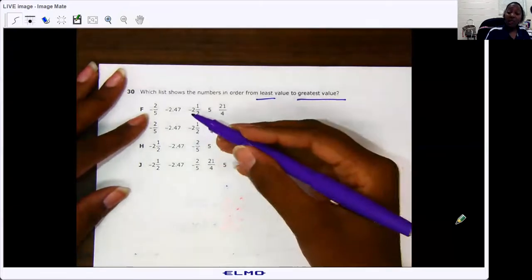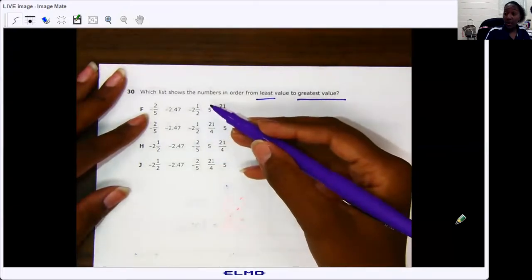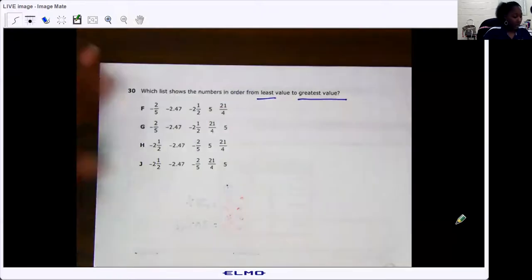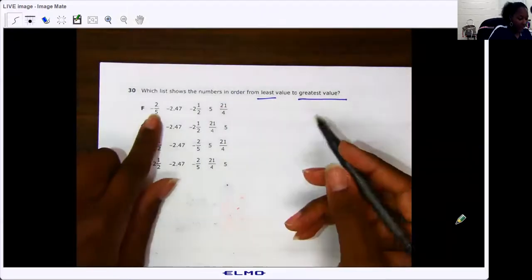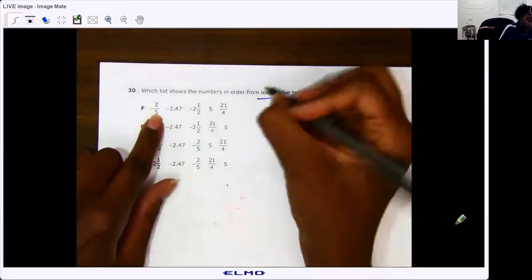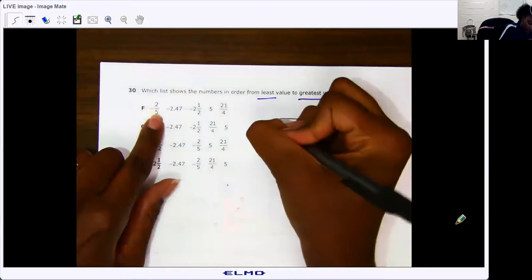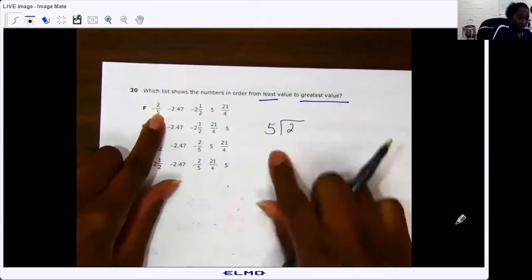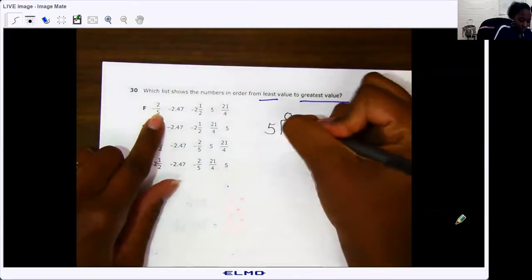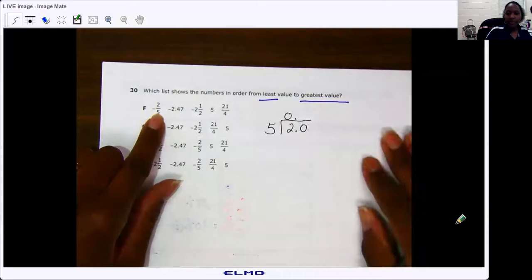But I can change my fractions to decimals. Remember Tybo, top in, bottom out? Let's go ahead and do that. So I have negative 2/5. So top in, bottom out. 5 will not go into 2. So I need to add a decimal and a 0.